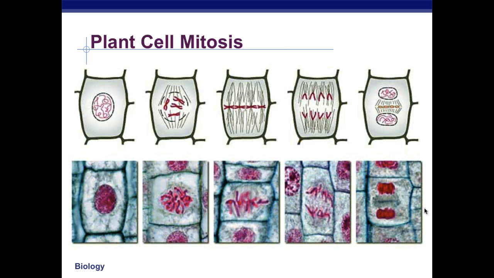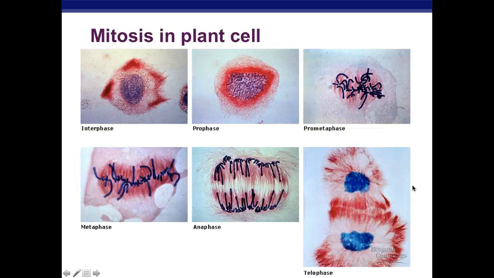Here's what it looks like in a plant cell. You've got your interphase, prophase, metaphase, anaphase, telophase. And then you have your cell wall forming right here. Here's another plant cell. Interphase, prophase, prometaphase, metaphase, anaphase, telophase.